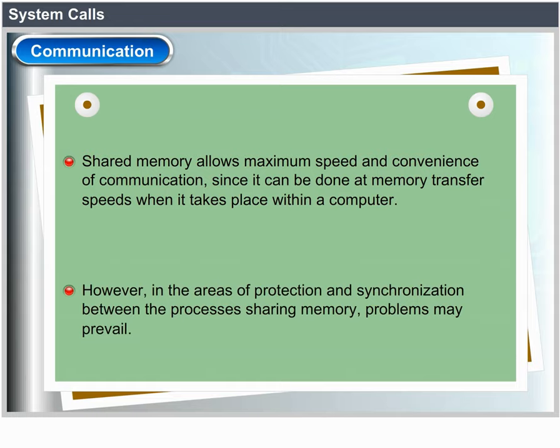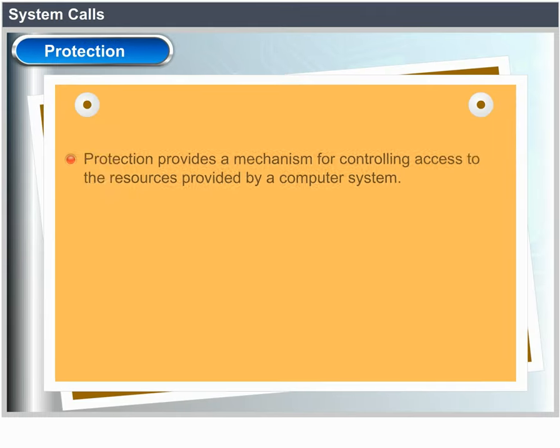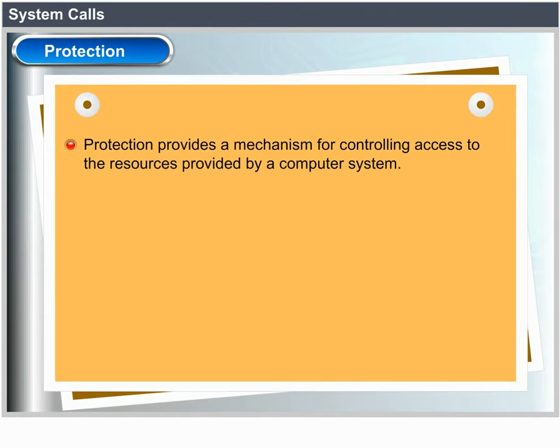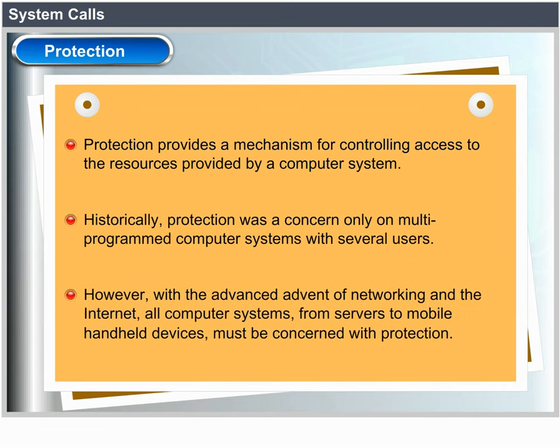Protection. Protection provides a mechanism for controlling access to the resources provided by a computer system. Historically, protection was a concern only on multi-programmed computer systems with several users. However, with the advent of networking and the internet, all computer systems, from servers to mobile handheld devices, must be concerned with protection.